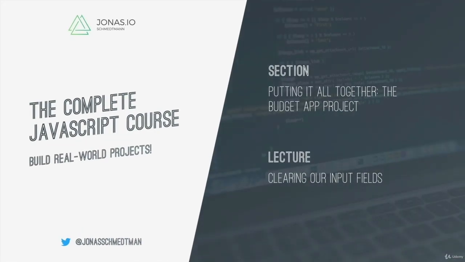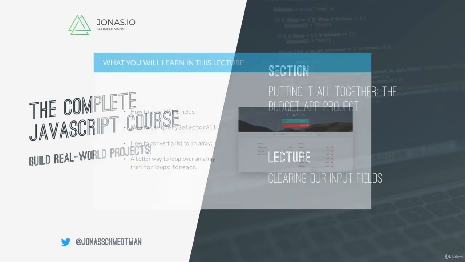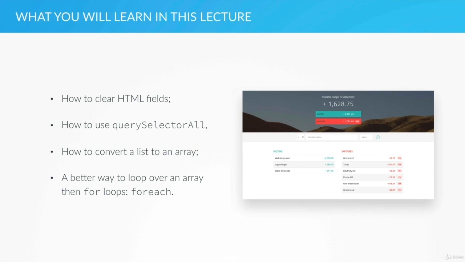So in the last lecture I promised you that we were going to work on the budget calculation now, but first we need to actually fix a really annoying thing in our user interface, which is to clear the input fields after we entered an input. And in this lecture you're going to learn a lot of new stuff. So you'll learn how to clear HTML fields, how to use query selector all that we hadn't used before. You'll learn how to convert a list to an array, and also a better way to loop over an array than for loops. And that is the for each method. So a lot of stuff to cover in this lecture, so let's do it.